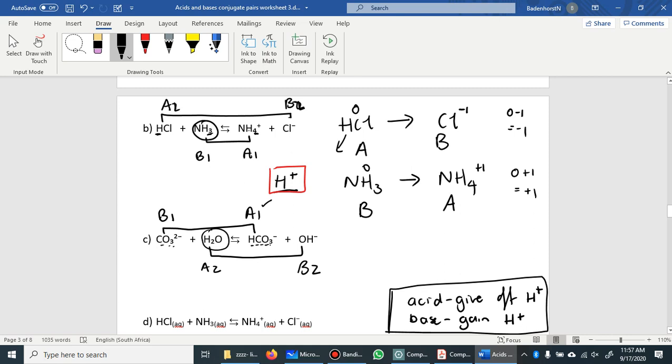Let's do that exact same thing with the second reaction here. So let's say they asked me for the conjugate acid of CO3 2-. Now, if I want the conjugate acid, that must mean that this substance is the base. Now, if that's the base, what do bases do? Bases gain hydrogen. Okay, so if it gains a hydrogen, it needs to become HCO3.